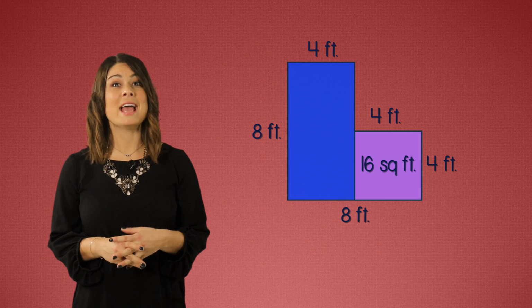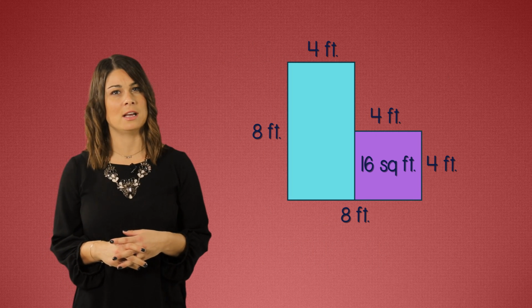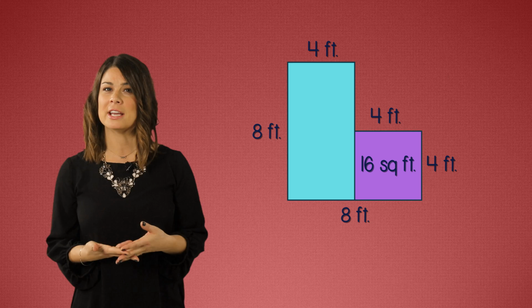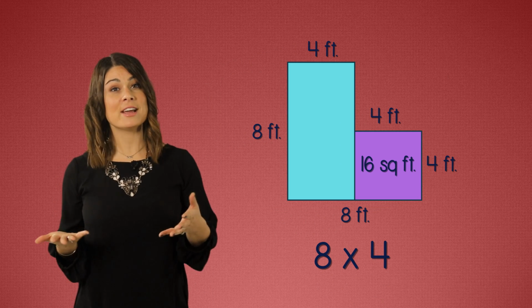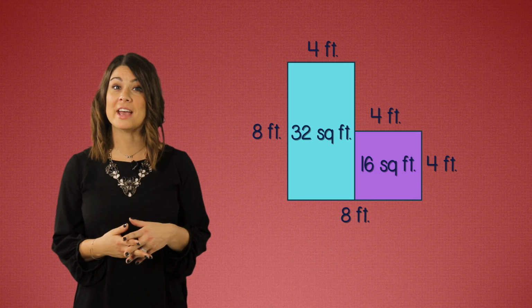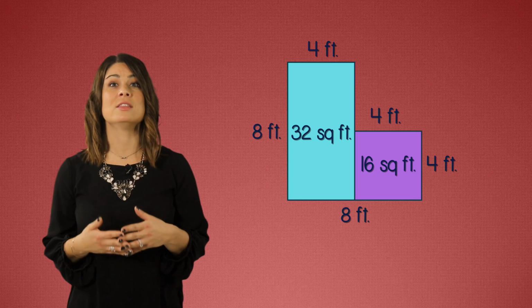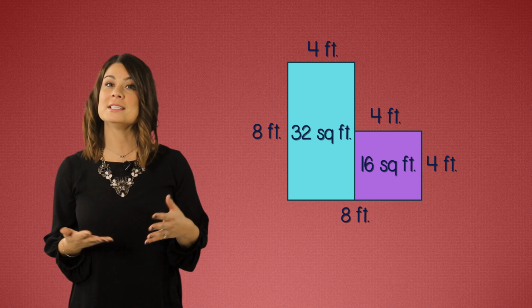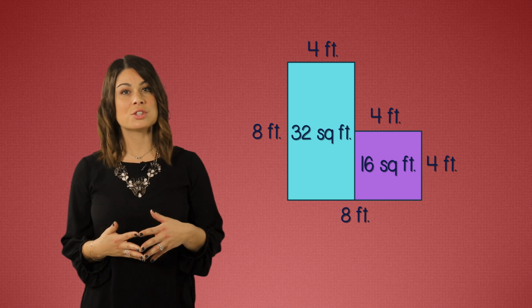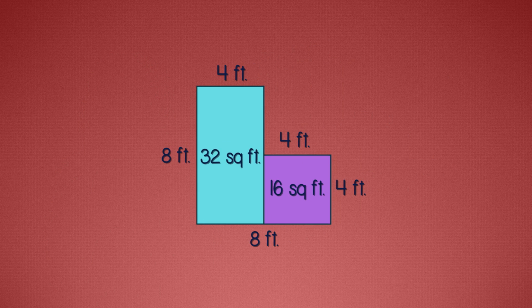Great job. And how about this larger rectangle? How do we write out the area? Perfect. And what is the area? Terrific. Now, how do we find the total area? We add them together. What is 16 square feet plus 32 square feet?